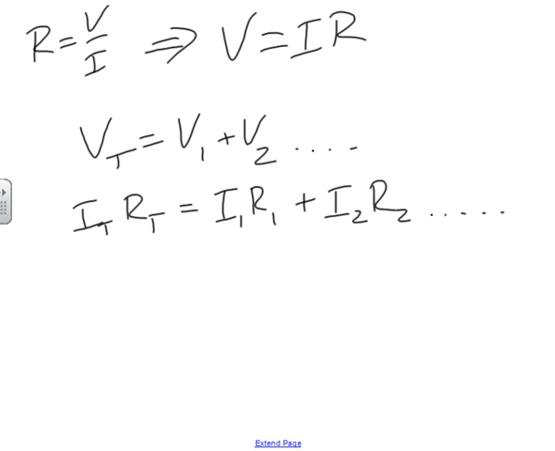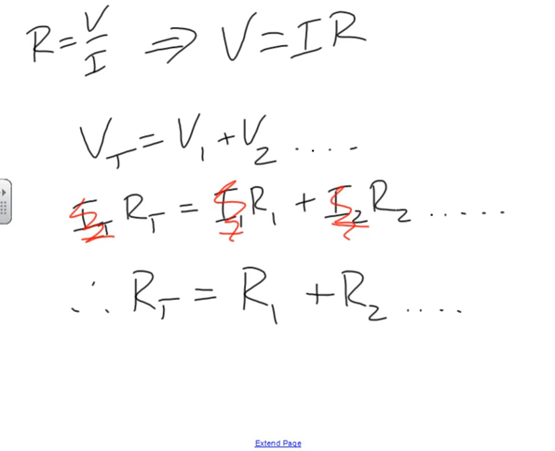Now, we learned a second ago that the current is the same at every single point in a series circuit. So really, we can get rid of this. It'll all cancel out. Therefore, in a series circuit, total resistance is equal to resistance 1 plus resistance 2, and so on. So the resistance of the source, wherever the power is coming from, is equal to the resistance of all the loads.